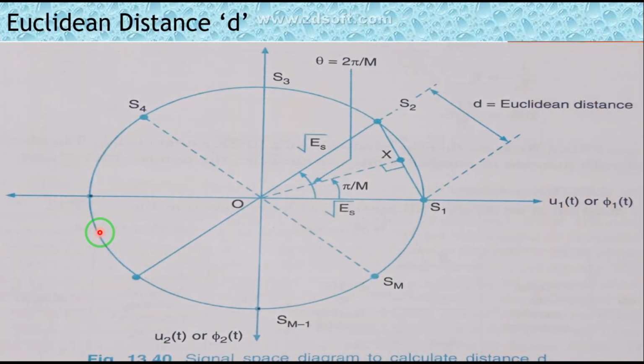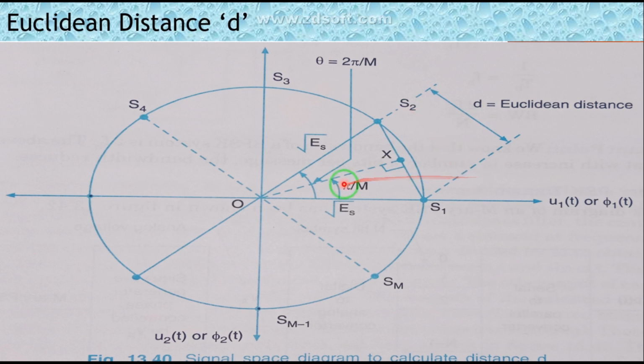Now moving towards the next point. How to find the Euclidean distance? The distance between the signal points is also known as the Euclidean distance, which is represented by small d. This distance is a very important factor in deciding the error probability of your communication system, because the error probability goes on decreasing if this distance increases, right?